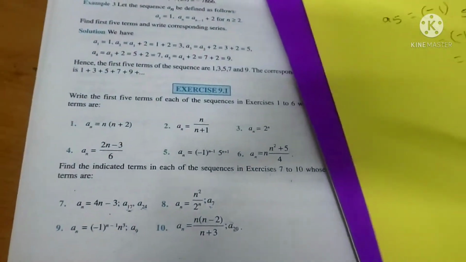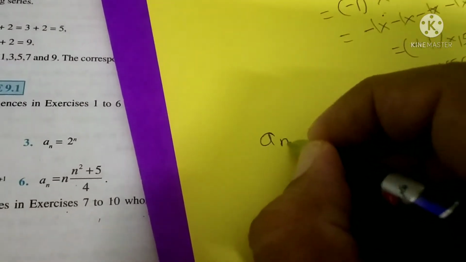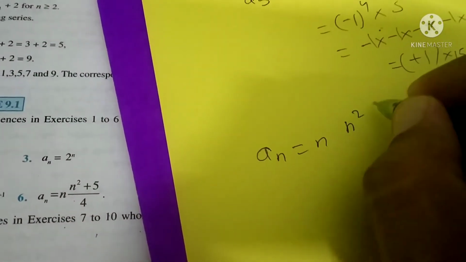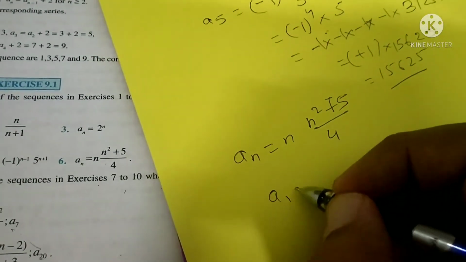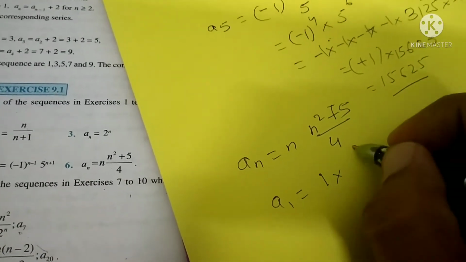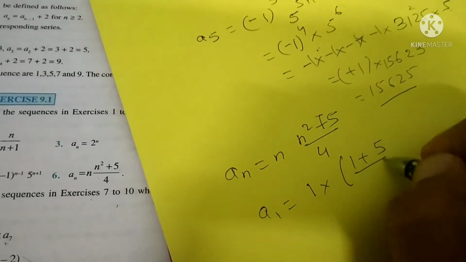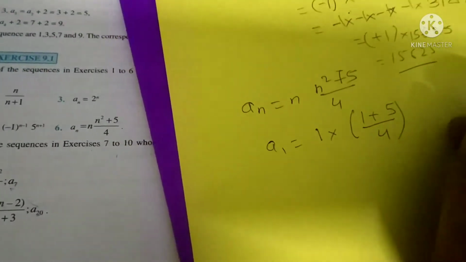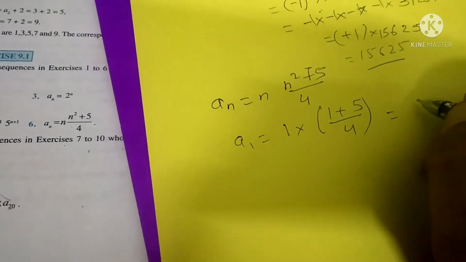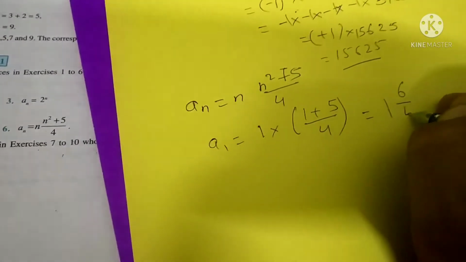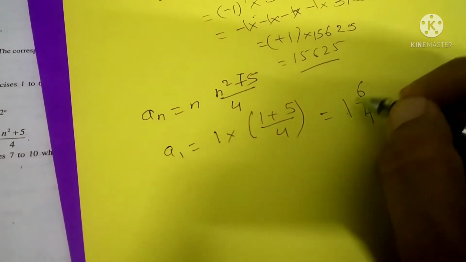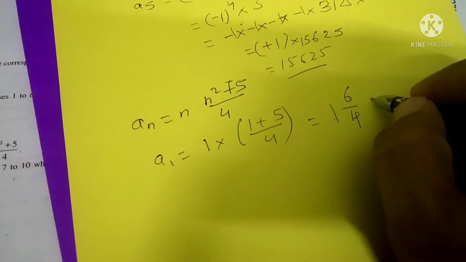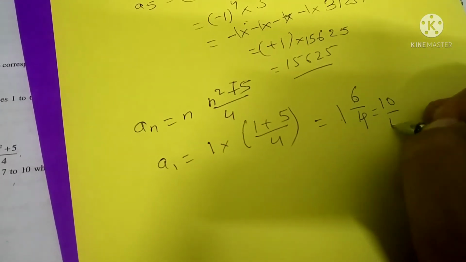Now the sixth part is an is equal to n into (n square plus 5) divided by 4. So a1 will be 1 into (1 plus 5) divided by 4. So this is equal to 1 into 6 by 4. So this is 4 times 4 is 4, 6 by 4, 1 times 4 plus 6 is 10 by 4. Equal to 10 by 4.